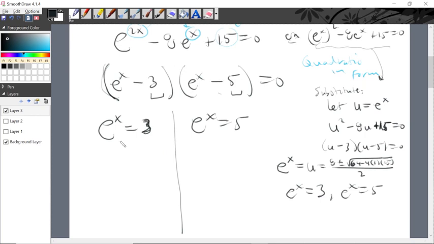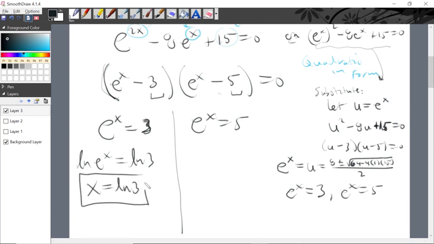To solve either of these equations, the simplest way would be to apply the natural log to both sides. In other words, convert it into the logarithmic form. So we take the natural log of e to the x is equal to the natural log of 3. Since the base of the logarithm and the base of the exponential are the same, they cancel each other, by a property of logs. So x is equal to the natural log of 3. Okay, that is one potential solution here. And that's an exact solution, by the way. x equals natural log of 3.